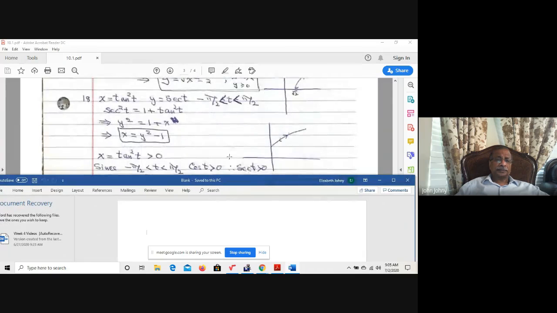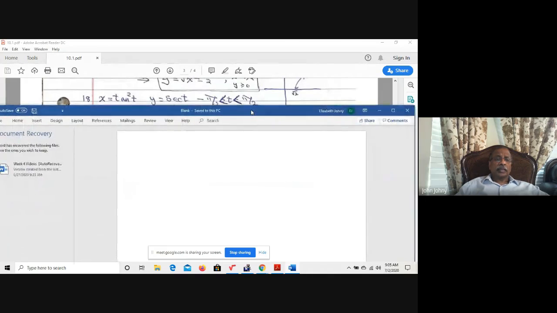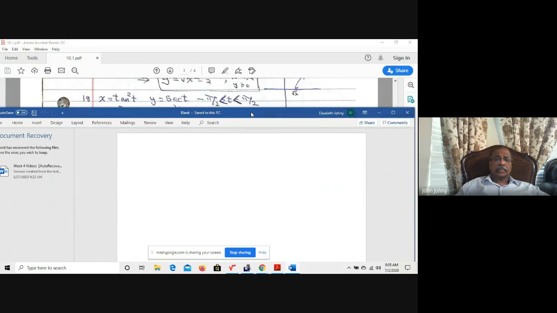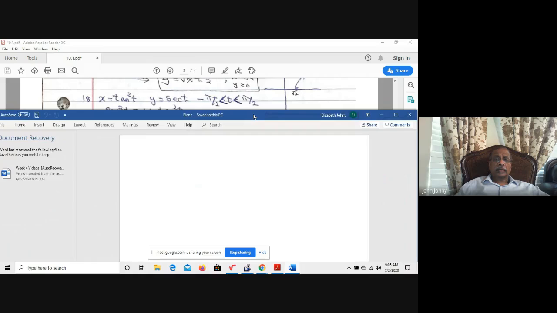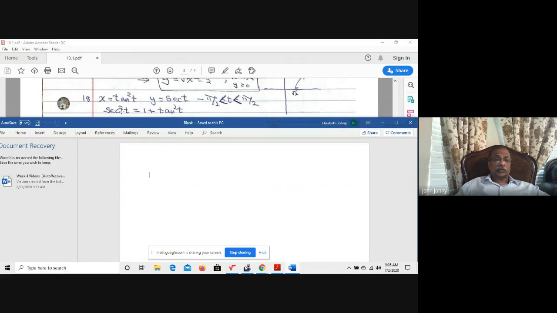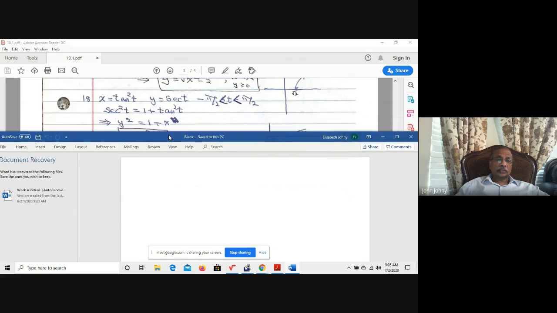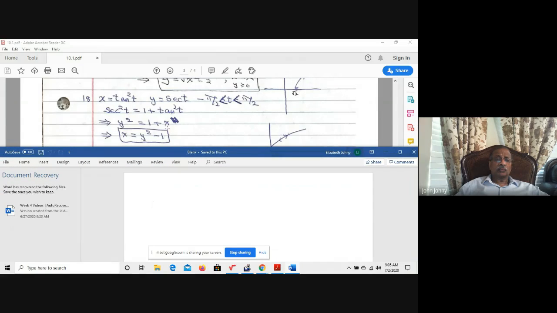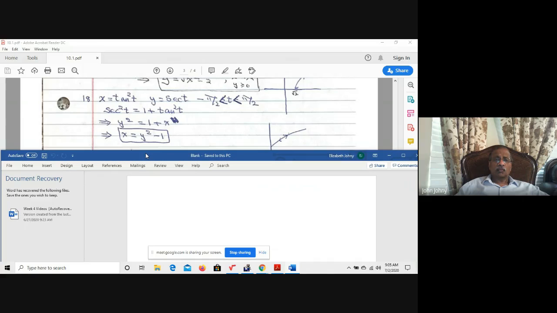Number 18. x is equal to tan square t, y is equal to secant t, negative pi over 2 less than t less than pi over 2. We know secant square t is 1 plus tan square t. That's a trig identity. So y square is secant square t, y square is 1 plus x, that is x is equal to y square minus 1.